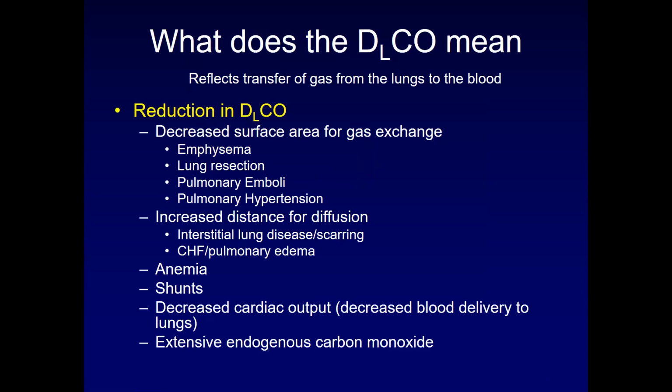So there are lots of things that can reduce a diffusion capacity. DLCO can be reduced in decreased surface area for gas exchange, so emphysema, lung resection, pulmonary emboli, or pulmonary hypertension can do it. If there's an increased distance for diffusion, so ILD or congestive heart failure can do it. If there's anemia or a shunt in the lung, that can do it. Decreased cardiac output, we'll talk about that in just a few moments, and excessive endogenous carbon monoxide inhalation.